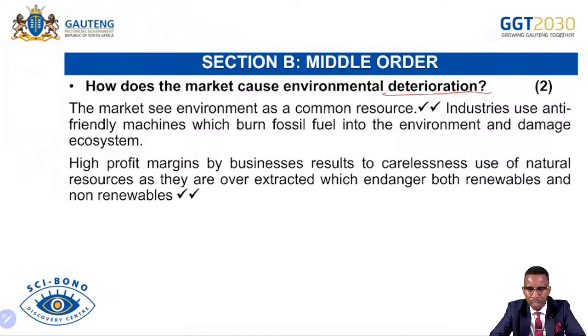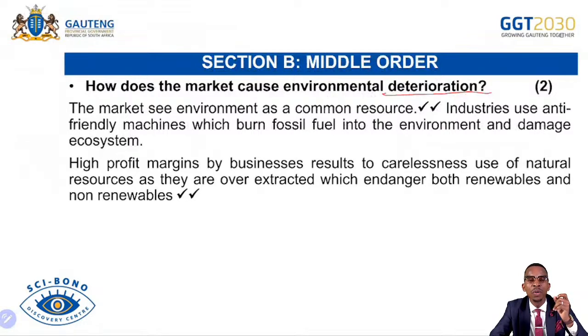High profit margins by businesses result in careless use of natural resources as they are over-extracted, which endangers both renewables and non-renewables. Remember, under natural resources we have both renewable and non-renewable resources, and they're very important even for future generations. They must always be there and remain intact. So if businesses keep on producing and over-consuming these natural resources, they are in danger of being depleted if they are not renewable. If they are renewable, they might be used faster than they should be, which will take time for them to be recovered, because if they are over-consumed quickly in a short period of time, they should be given a chance to grow again.